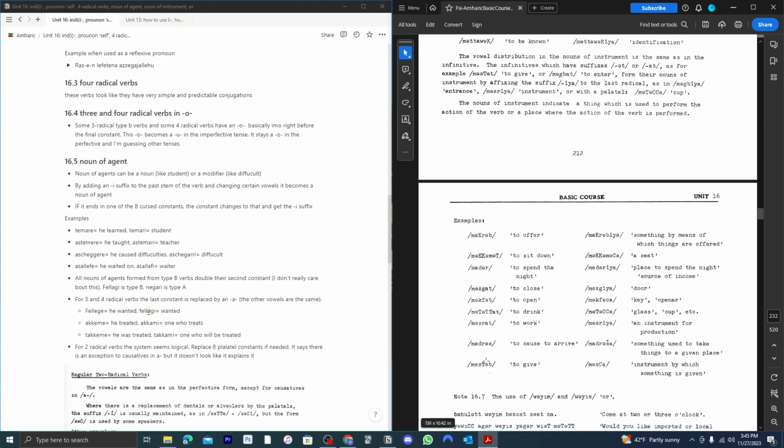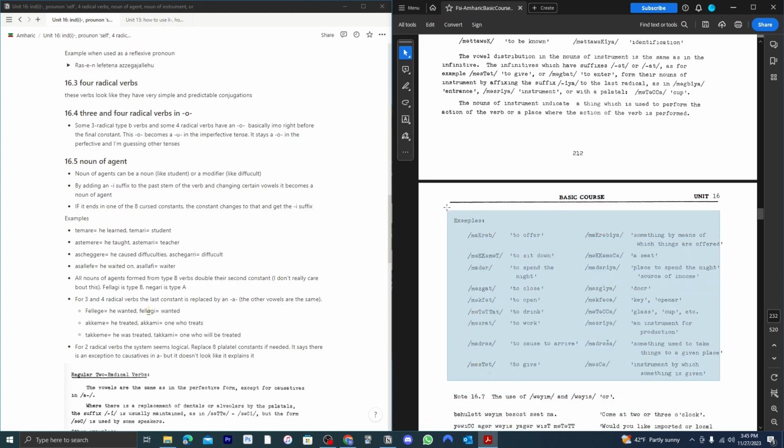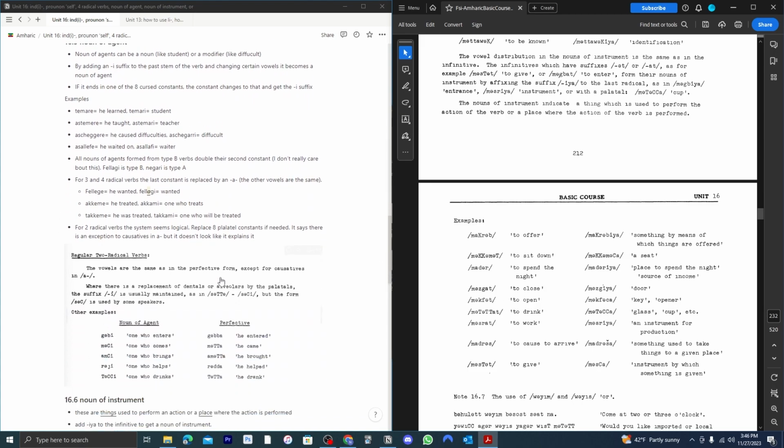Mestet is to give. You don't just chop off the et, you turn it into ch. Mescha, which is something that you use to give to other people. So it's not consistent, is what I'm basically trying to say. I guess there's two things that can happen: you can either take the et off and then add an ia, or you have to actually change this t, which a lot of words end in, to the palatal consonant. So I guess it's just a case by case situation.